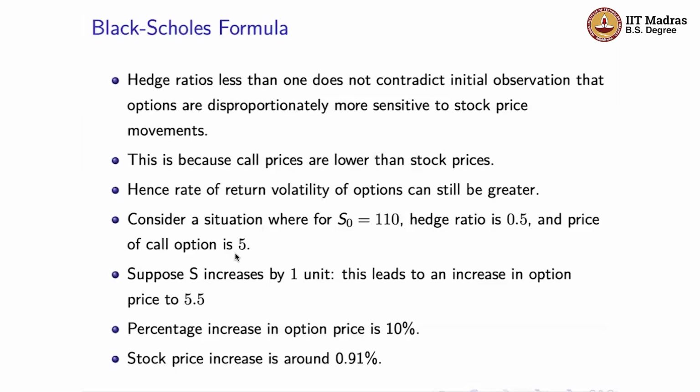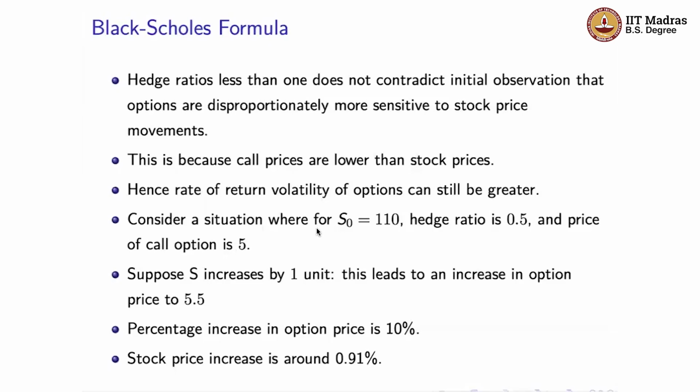Suppose that from here, we have got that S is increasing by 1 unit. So S0 goes from 110 to 111. So if the hedge ratio is 0.5, that means that this is going to lead to an increase in option price approximately to 5.5 from 5, right? So what's the percentage increase in option price? It has gone from 5 to 5.5. So that's a 10% increase in the option price, right?